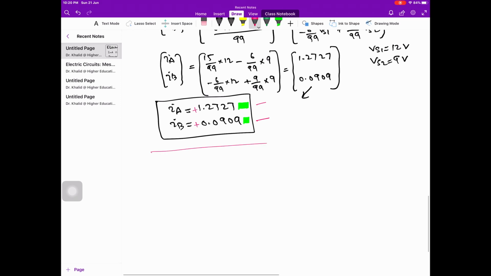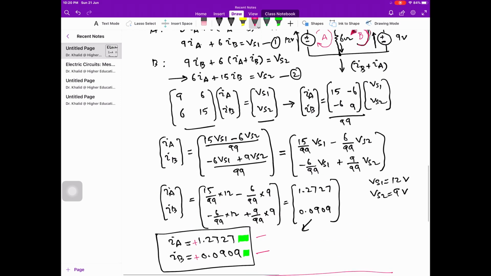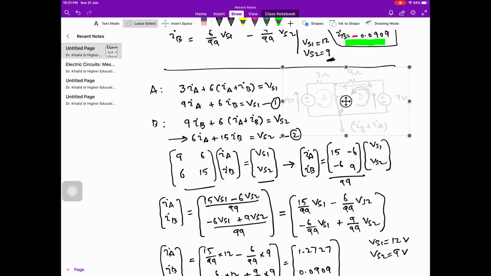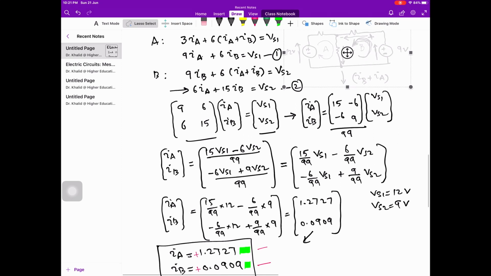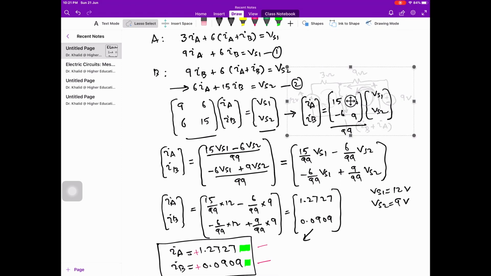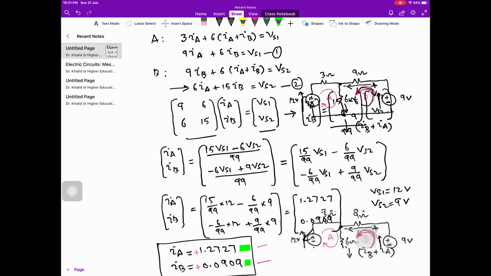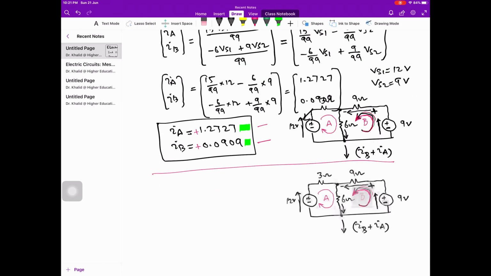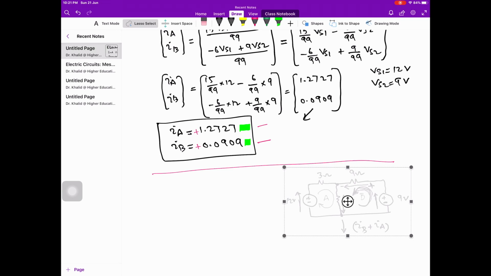There is another aspect of this circuit. I would like to reproduce this over here. If I can move it downward, I reproduce it over here.